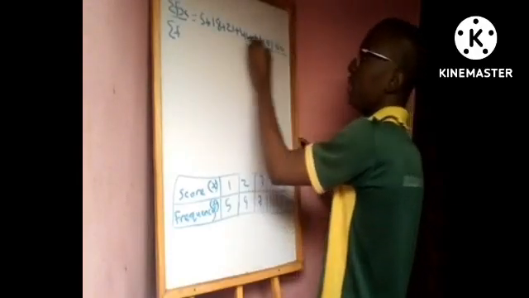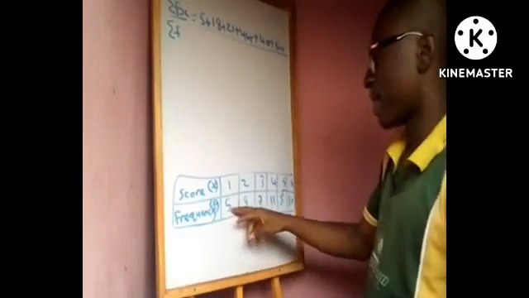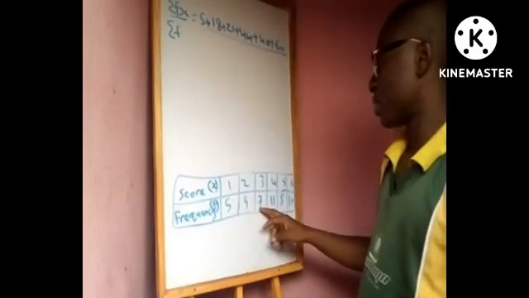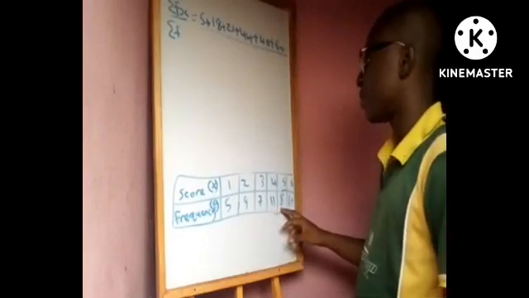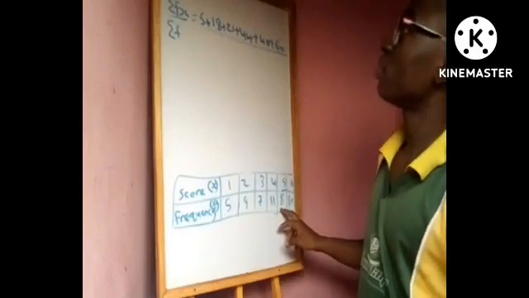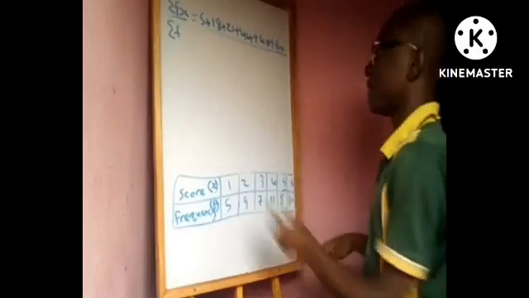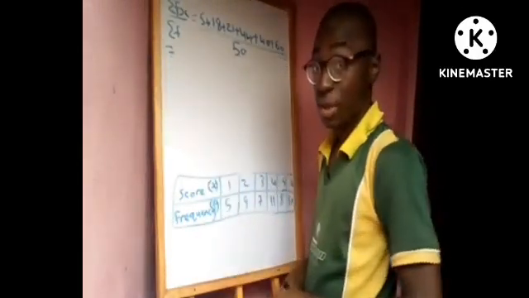So we are going to divide everything by the summation of the frequency. When we add the whole frequency together, we have 5 plus 9 is 14, 14 plus 7 is 21, 21 plus 11 is 32, 32 plus 8 is 40, 40 plus 10 is 50. So we divide everything by 50, and that would be our mean. The mean is also known as your average.